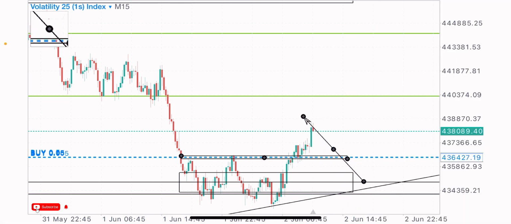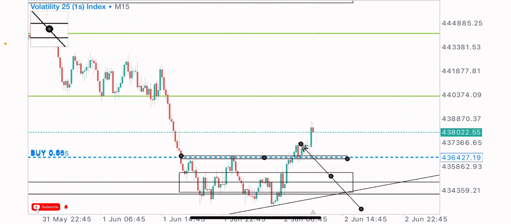Just apply the basic things and you see everything going your way. You see the market going your way. So I hope I was able to give a deep explanation on how to use price action and market structure in looking out for trade opportunities.